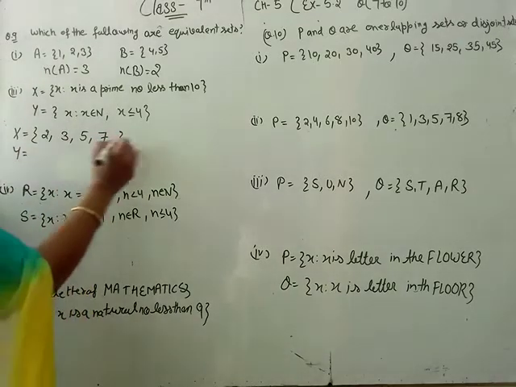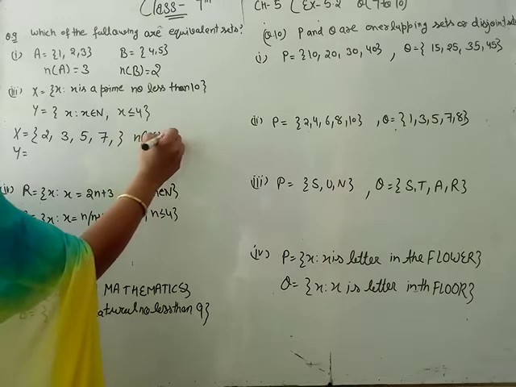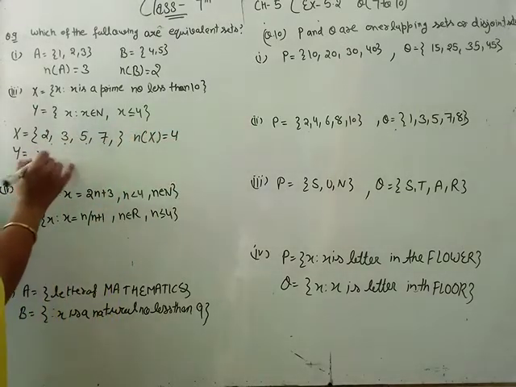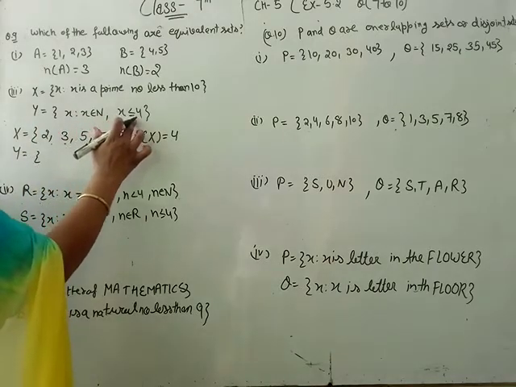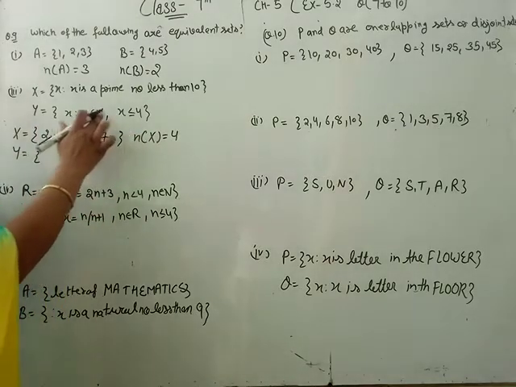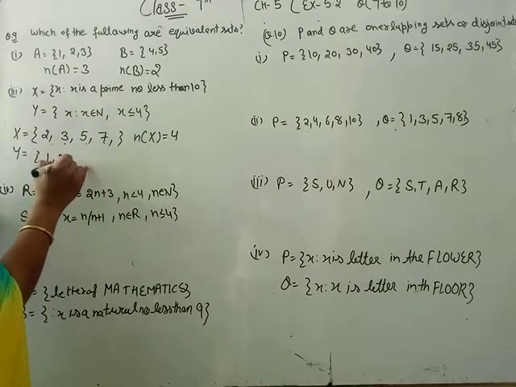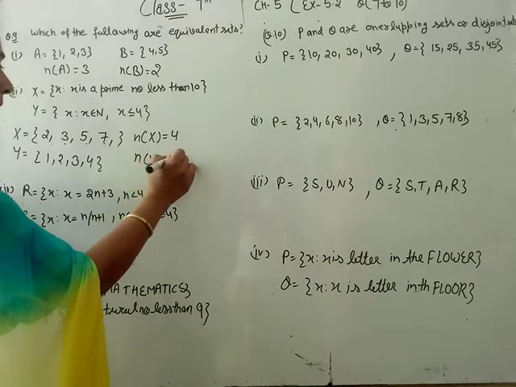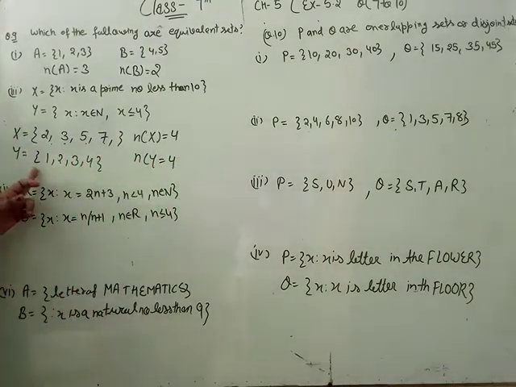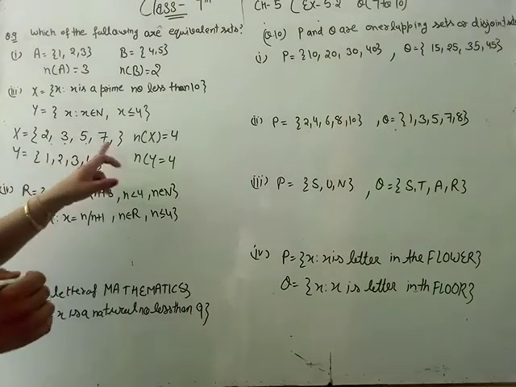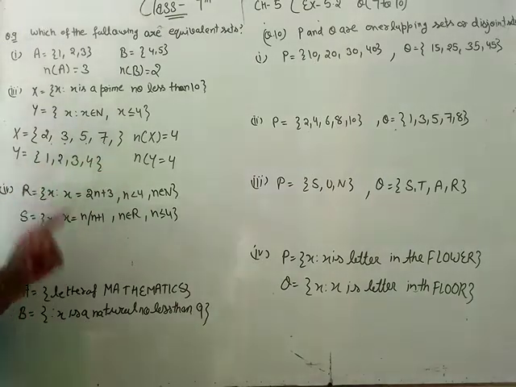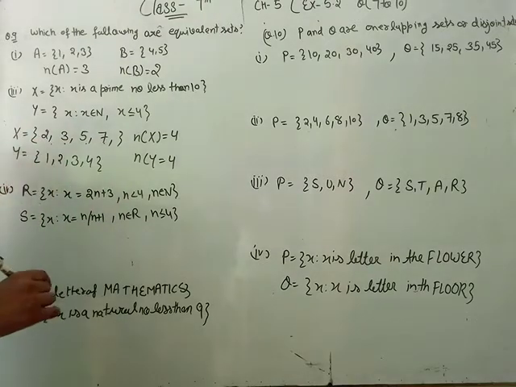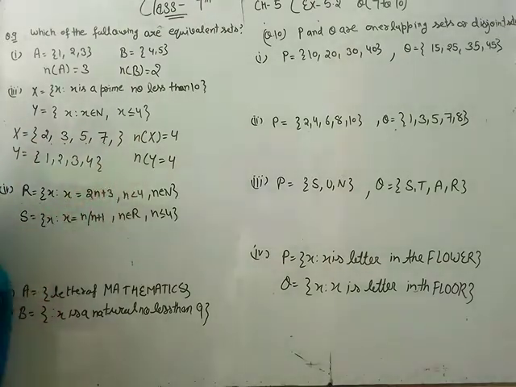In set X the cardinal number is 1, 2, 3, 4, equal to 4. And in set Y, X belongs to N and X less than or equal to 4. N means natural number: 1, 2, 3 and 4. And cardinal number of Y equal to 4. So X and Y both sets are equivalent sets. These are equivalent but not equal. In equal sets, cardinal number equal and elements are also same, but in equivalent sets only cardinal number is same.